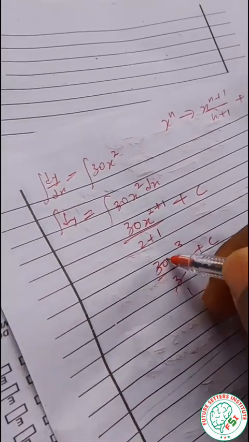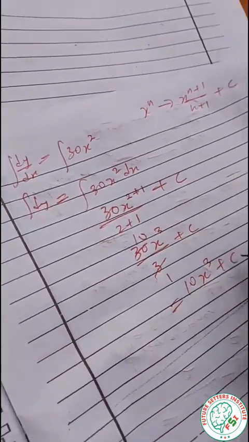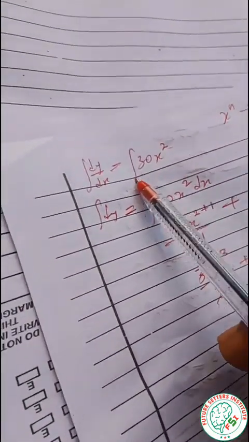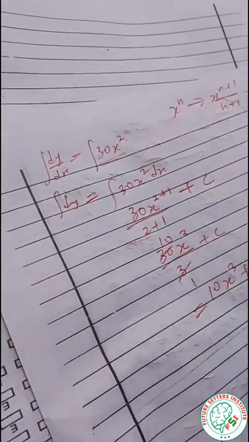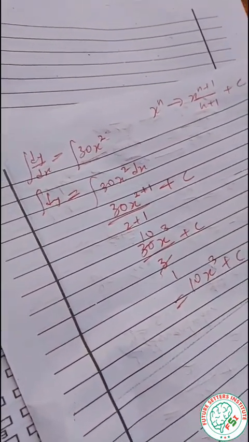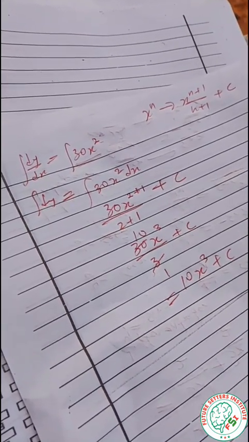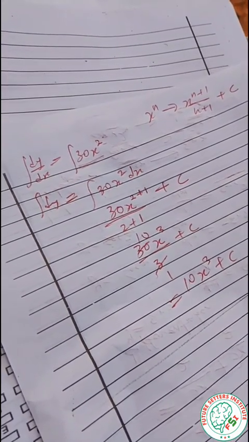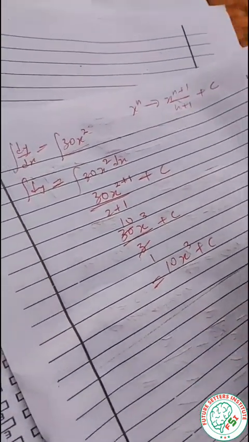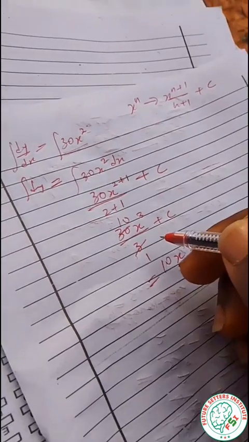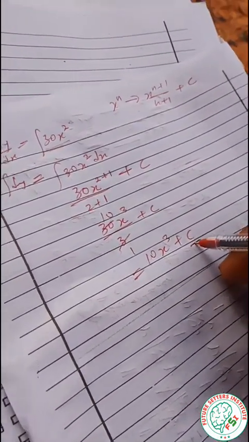Now 3 here 1, 3 here 10. What do you have left? 10x raised to power 3 plus c. So if you integrate 30x squared, all you just need to do is to add 1 to 2. Add 1 to 2, what will it give you? 3. And that's what gives you 10x raised to power 3, because this 3 cancelled 30 there to give you 10. So your answer will give you 10x raised to power 3 plus c. So never forget to add your c to this.